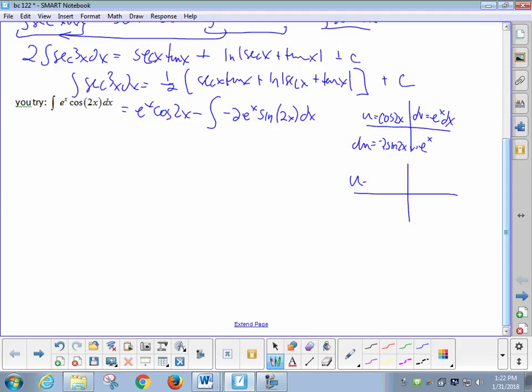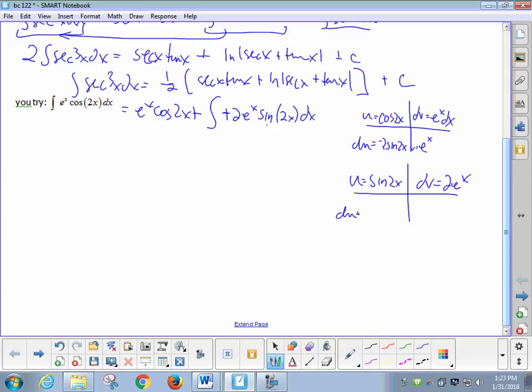u is now sine of 2x. I'm going to cancel out those negatives. Do you mind? Okay. Yes, I do mind. Don't do that. u is sine of 2x, and dv is, you could put the 2 up front or just call it part of your dv. What do you want to do? dv is 2e to the x. You guys just can't agree on anything.